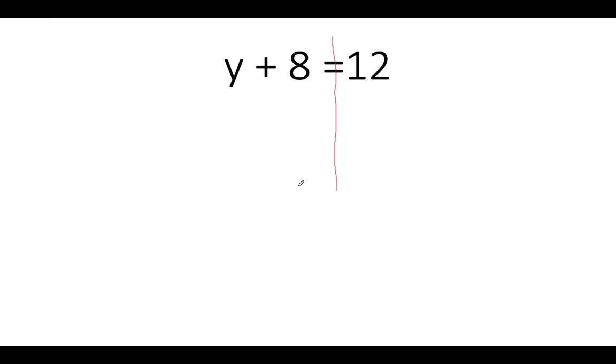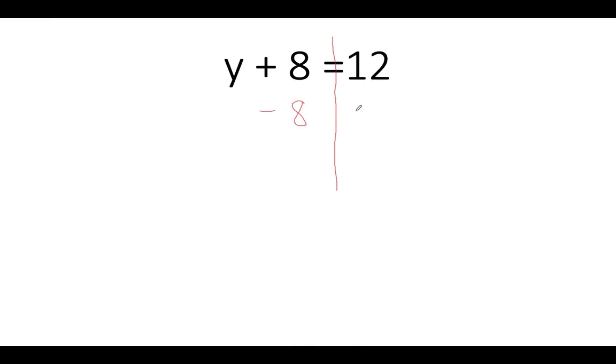Now remember, the whole purpose of an equation is to keep it balanced, and we want to keep the problem the same as we go. So to do that, we need to isolate our variable. In this case, our variable is y. That means we want y all by itself on this side of the equal sign. So we need to get rid of this plus 8. To do that, we're going to use inverse operations. We have addition. The opposite of addition is to subtract. So I'm going to subtract 8.